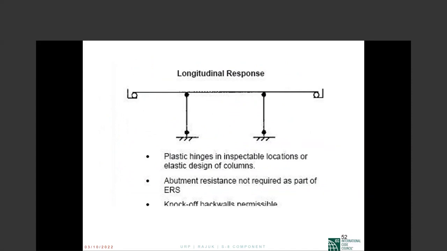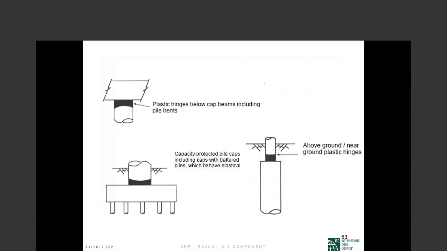So that will give you here a response in the longitudinal direction of the bridge. That will show you the location of the plastic hinge. This is type one: for the superstructure, it is in the elastic range, and for the substructure, this is where you have the plastic hinging. This is where you see the plastic hinging at the top of the column, underneath the bent cap, or at the top of the footing, or at the top of the pile shaft.